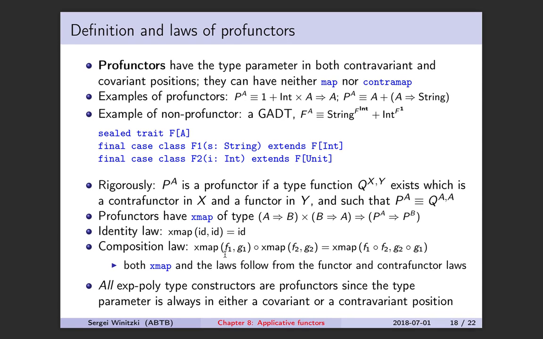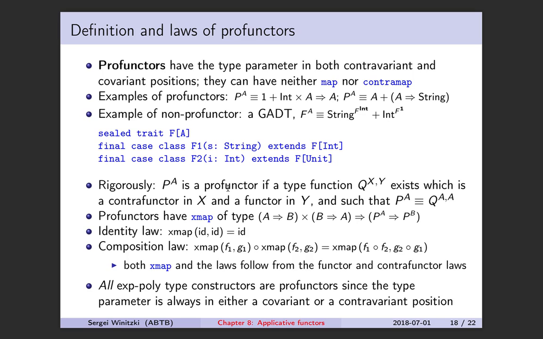I then generalize from functors and contrafunctors to profunctors, which are type constructors that are neither functors nor contrafunctors because they combine both functor and contrafunctor features. They combine type parameter in contravariant and covariant positions. These are examples of profunctors. This is an example of a non-profunctor.